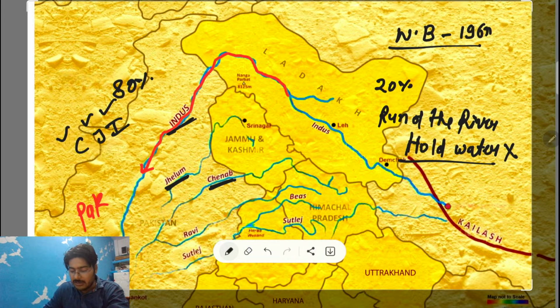Then what are we left with? We are left with Beas, Satluj, and Ravi. So Beas, Satluj, and Ravi, these are the Indian rivers. CGI, which country does it belong to? CGI is of Pakistan. Clear?